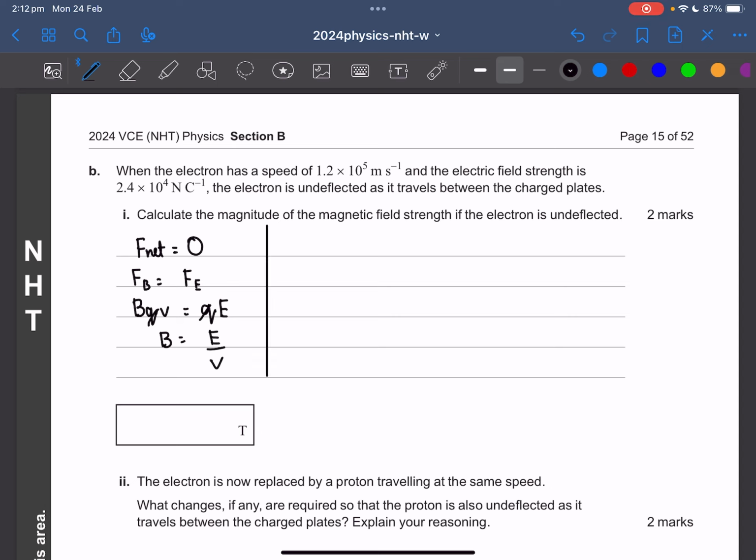Now, let's just substitute the numbers in. So B is equal to 2.4 times 10 to the 4 over 1.2 times 10 to the 5. Let me get my calculator. Let's type that in: 2.4 times 10 to the 4 divided by 1.2 times 10 to the 5, and we will get 0.2. So 0.2 Tesla.